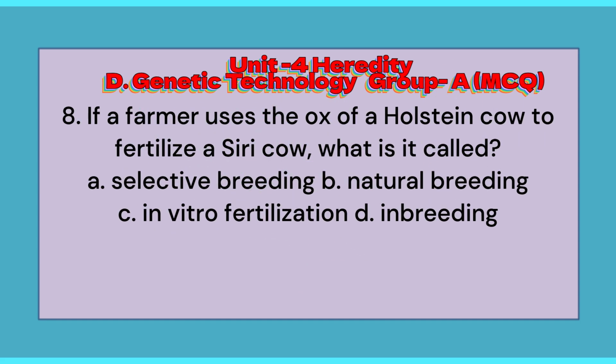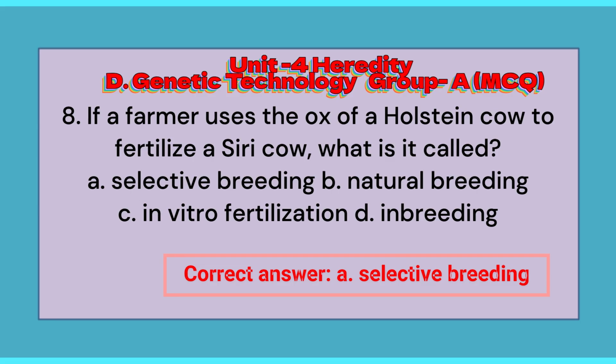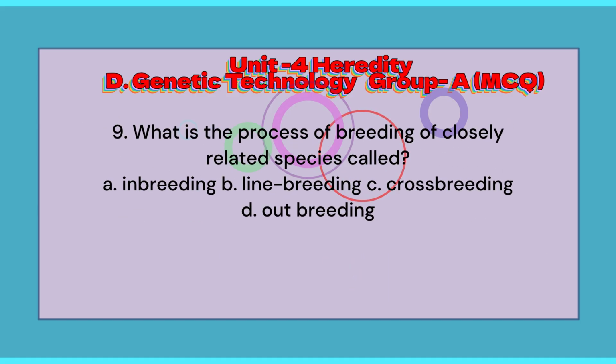8. If a farmer uses the ox of a Holstein cow to fertilize a Sahiwal cow, what is it called? A. Selective breeding. B. Natural breeding. C. In vitro fertilization. D. Inbreeding. Correct answer: A. Selective breeding.